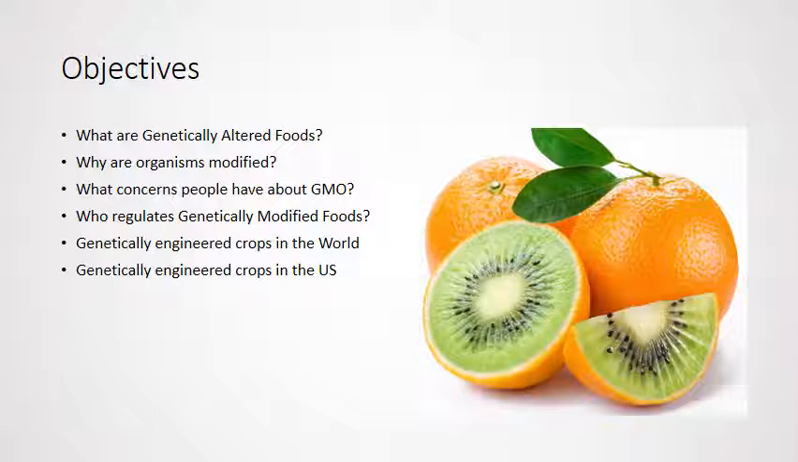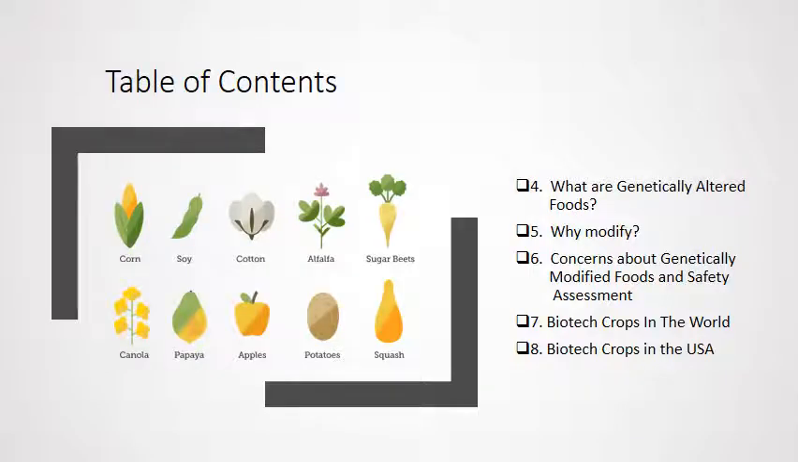Also during the presentation, we will walk through the production of genetically modified crops in the United States and in the world. In the presentation, first I will define genetically altered foods. Second, I will explain why organisms are modified. Next, I will point out some concerns about genetically modified foods and provide information about the regulation of GMO. Lastly, we will explore the production of genetically engineered crops in the world and in the US.